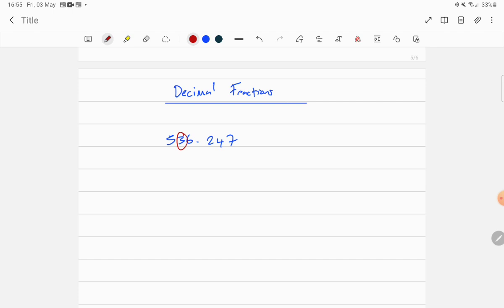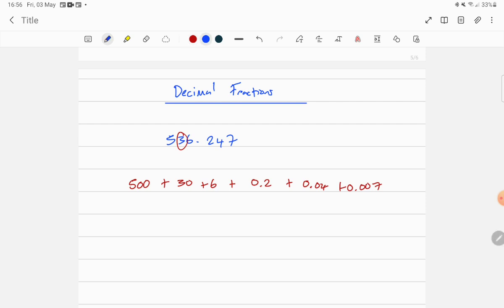So if you were to put this in some sort of expanded notation form, this would be 500 plus 30. As you can see here, the 3 is in the tens column, so that is the 30. It represents 30 plus 6 plus 0.2, or 2 over 10, plus 0.04 plus 0.007. So this is that expanded notation, where you need to understand the value and what that specific decimal digit means. Along with that, understanding which decimal is bigger.